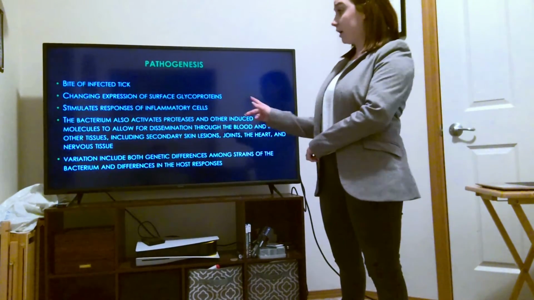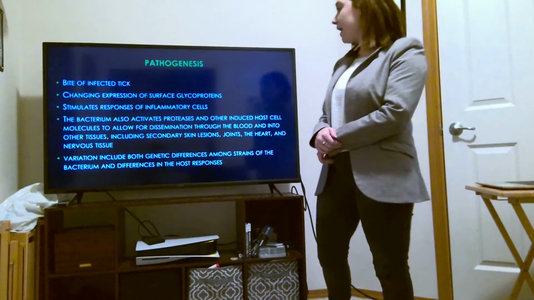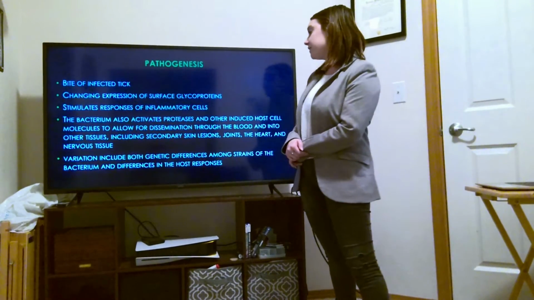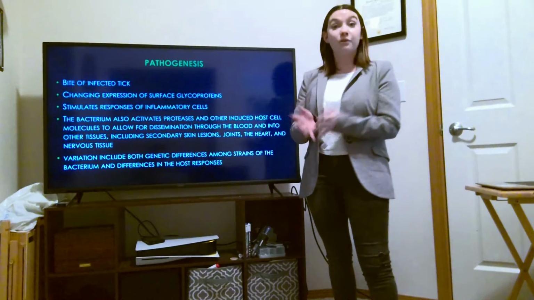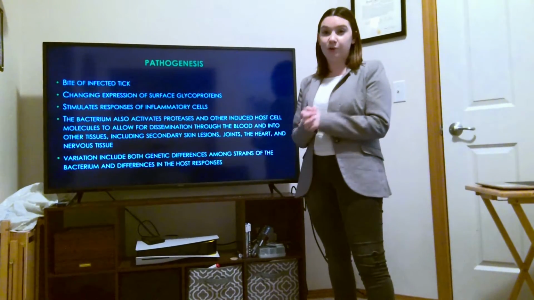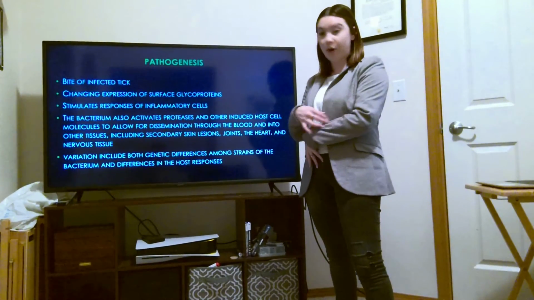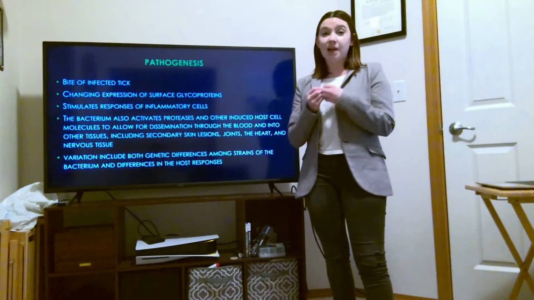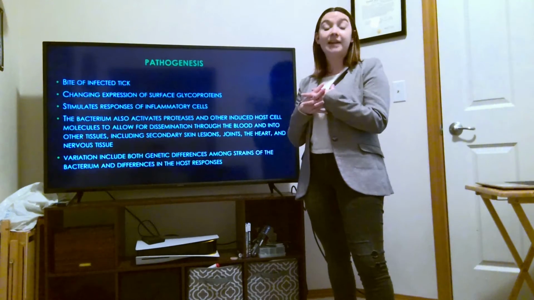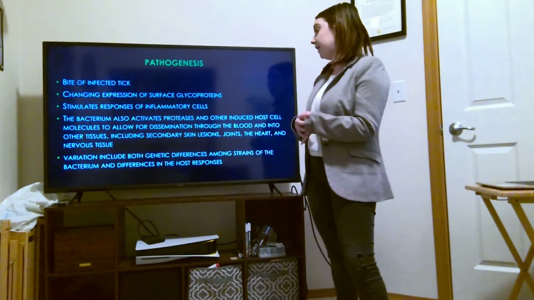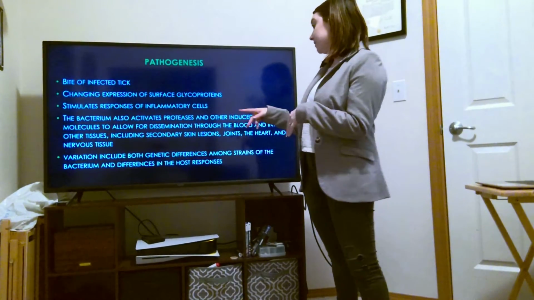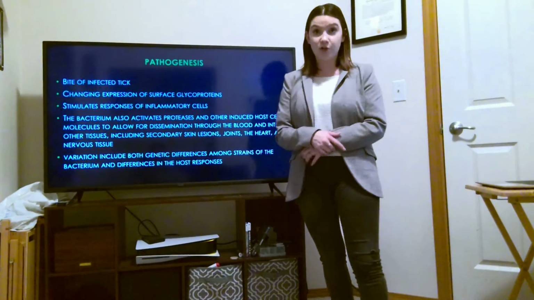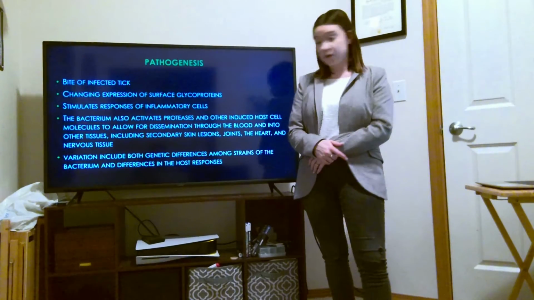In the next sentence, I have that the bacterium activates proteases and other induced host cell molecules to allow for dissemination through the blood. This means movement through the blood throughout the body, being able to infect basically around the body and create that rash that we see in our skin, and into other tissues as well. So this is how it spreads. It can get into the bloodstream, which is why it can move so quickly. This also creates these lesions I was talking about, and it can affect the joints, the heart, and your nervous tissue in cases where Lyme disease occurs.